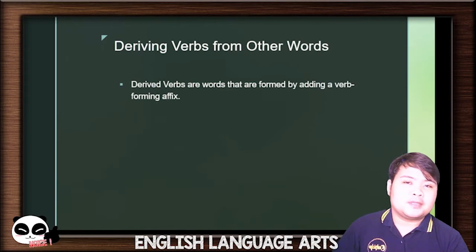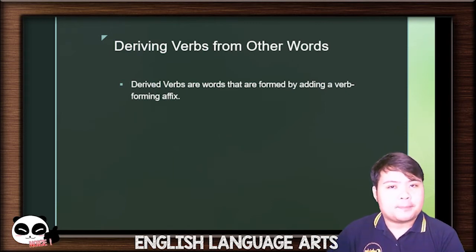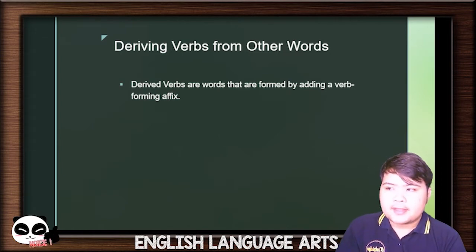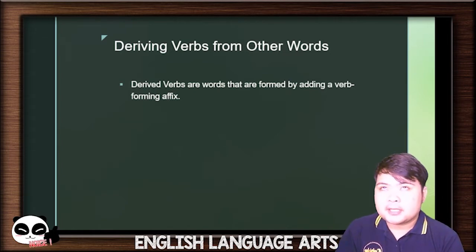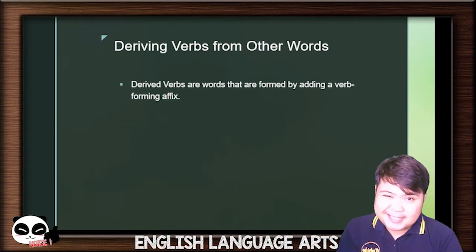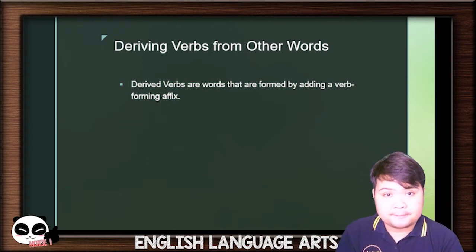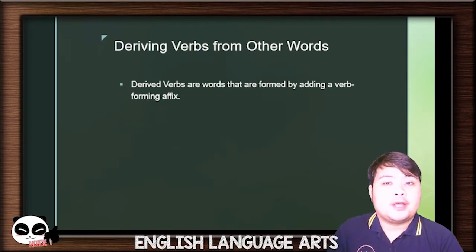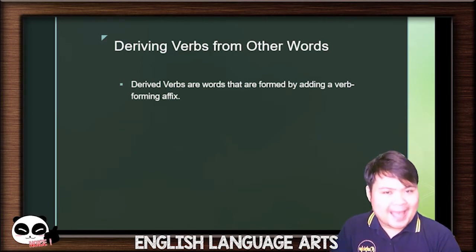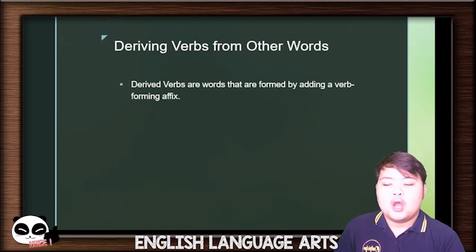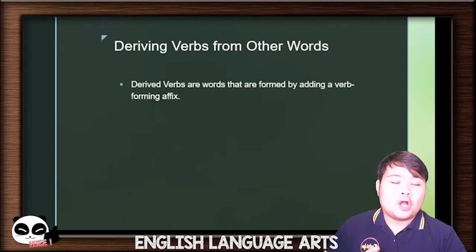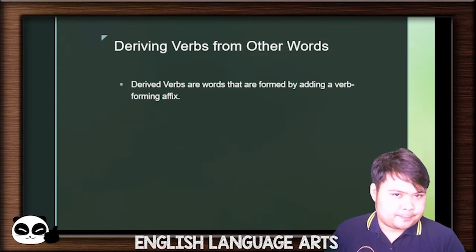So let's go to understanding what derived verbs are. Basically, when you say derived verbs, these are words that could either be nouns or adjectives or even verbs themselves, or even adverbs. Any word that you turn into a verb by adding a verb forming affix. Very important: when you add the verb forming affix to a word, you can already turn it into a verb.